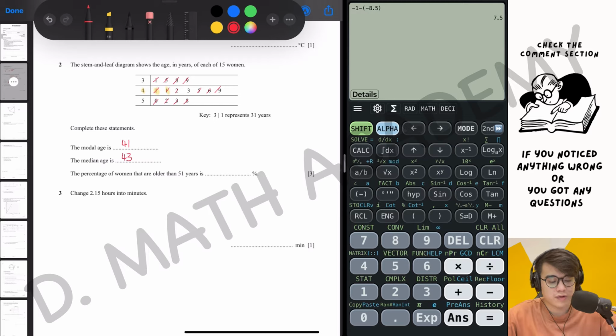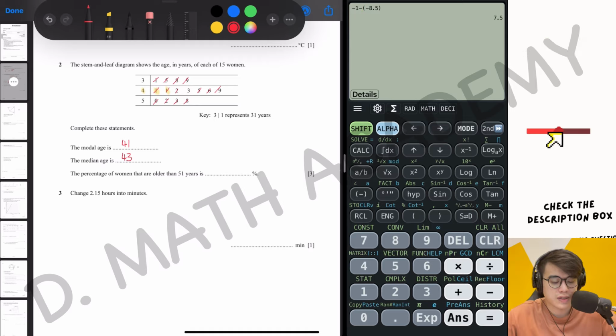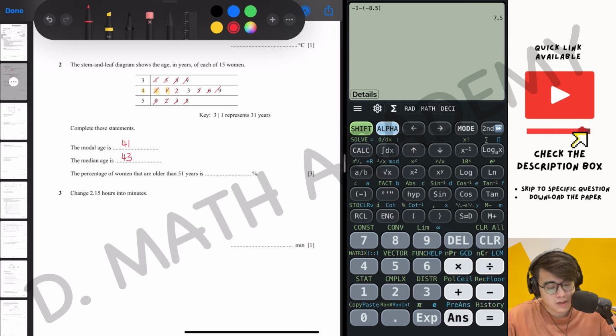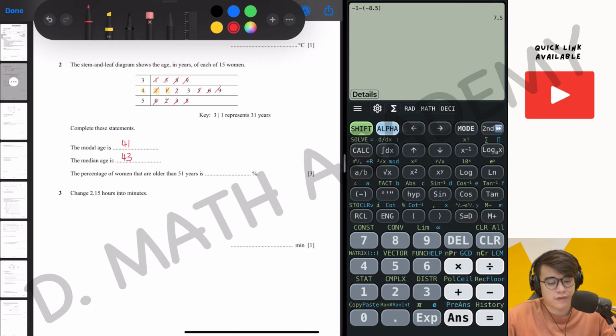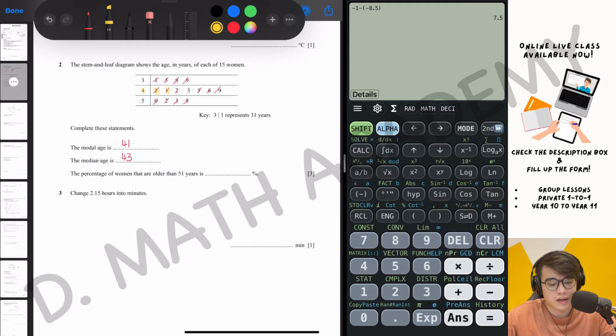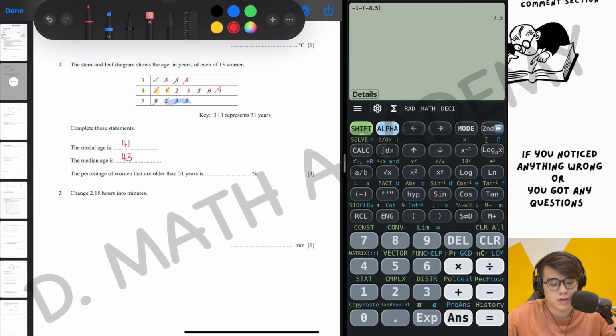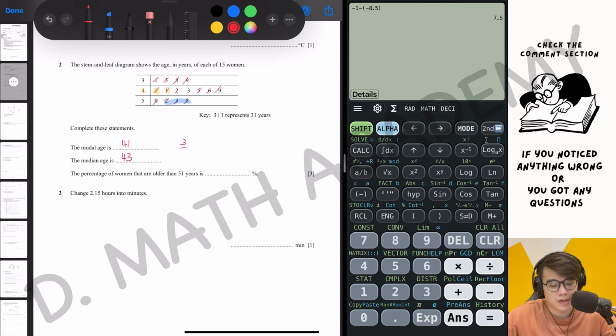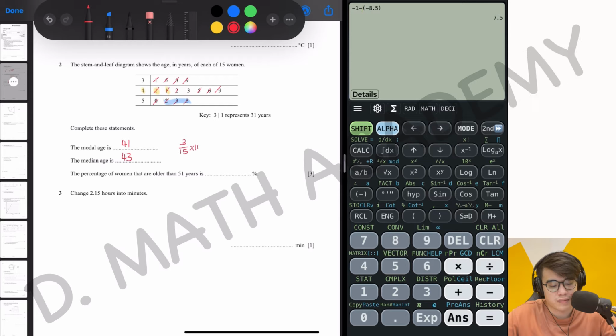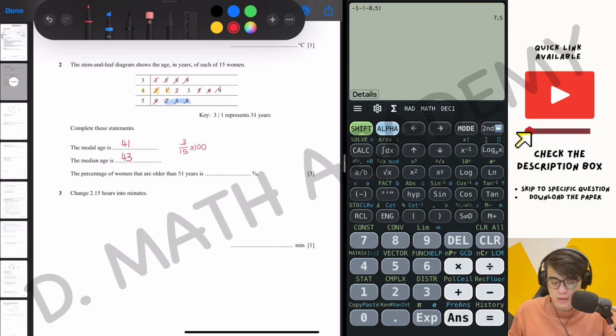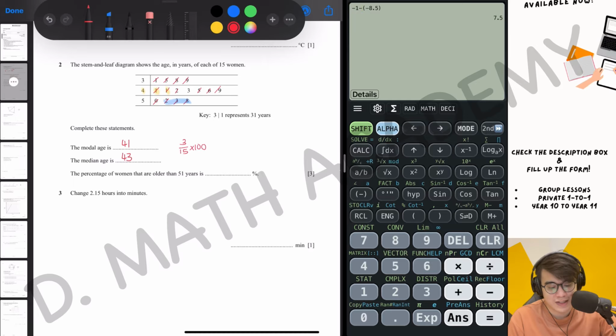For the third part here, the percentage of women that are older than 51 years old. So if you look from the list, older than 41, there was approximately 3 of them only. So by taking 3 divided by 15 and multiplied by 100, you will get your final result as 20%.